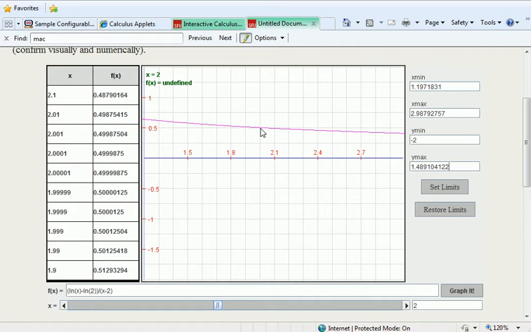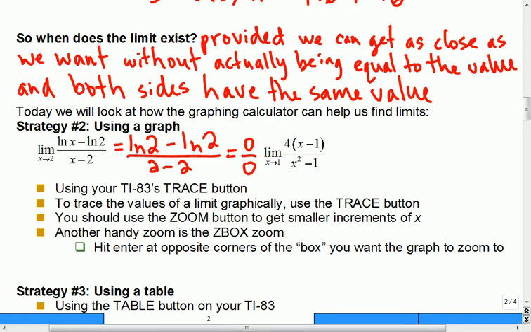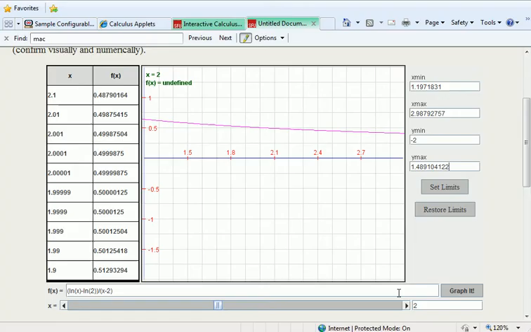Okay? So try the same thing with the next example and see what you can come up with for 4 times x minus 1 over x squared minus 1 as x goes to 1. See what you come up with. Okay, so I'll put this one into that same applet, which is here, and it was 4 times x minus 1 divided by x squared minus 1. And we were looking at the limit as x approaches 1.